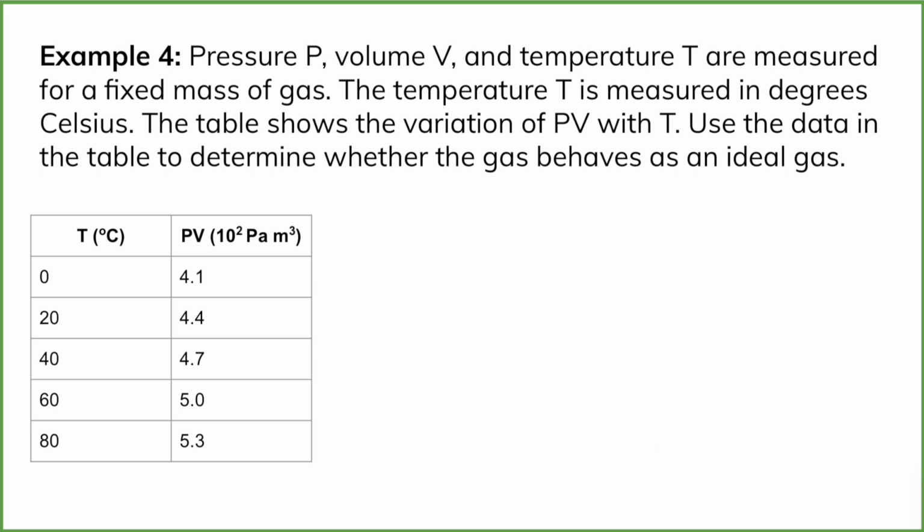Pressure, volume, and temperature are measured for a fixed mass of gas. The temperature, T, is measured in degrees Celsius. The table shows the variation of PV with T. Use the data in the table to determine whether this gas behaves as an ideal gas.